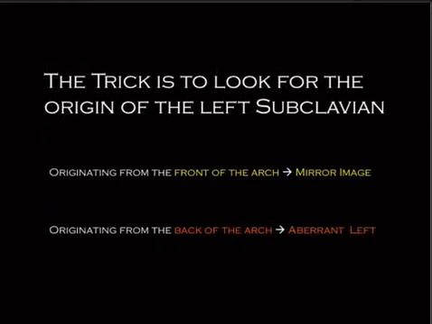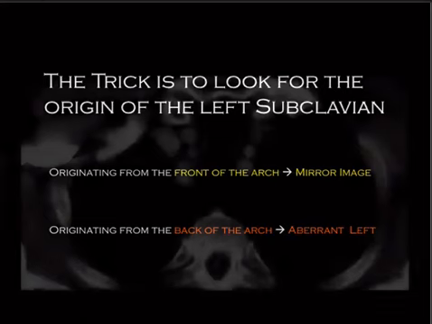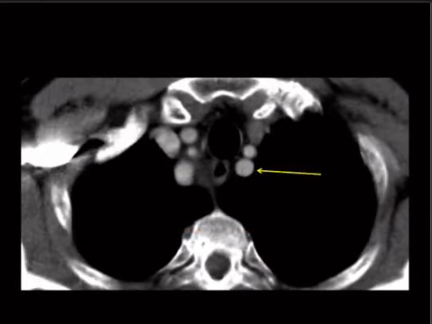How do you tell the difference between an aberrant left and mirror image? This actually confused me back when I was a resident, because higher up, if I showed you this picture, they look similar there. The way to tell the difference is you have to see where the left subclavian originates from. If it originates from the back of the arch, then you are dealing with an aberrant left. If it originates from the front of the arch, then that's mirror image.